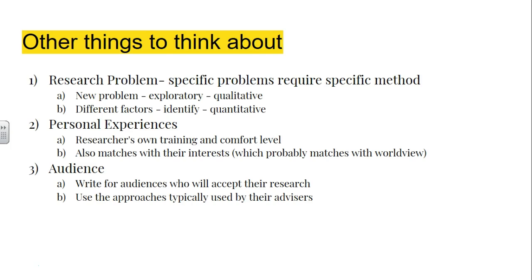Now, other things that you need to also be thinking about as you go about doing this is, number one, the research problem. Specific problems require a specific method. This is important, okay? You cannot use one method on a certain type of problem. You're not going to be able to find the research that you need to be finding. So it's important to understand that. Point A is a new problem is going to be exploratory. If it's something you've not had to do any research on before, you need to explore what might be causing this issue that you're addressing, what might be causing what's happening to happen is going to be qualitative, okay?